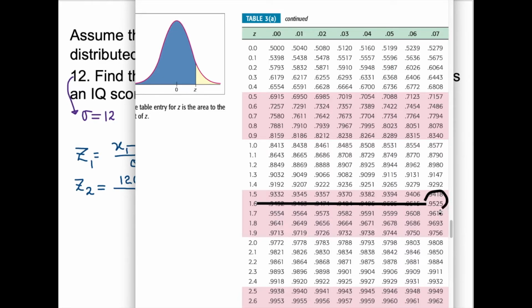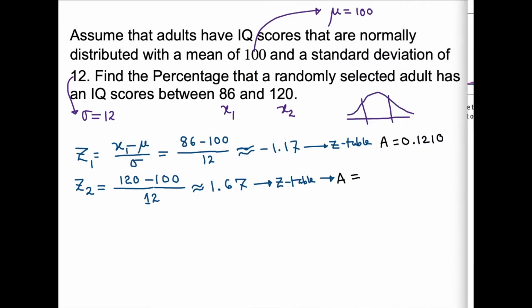The 7 is coming down this column here. In this case it is 0.9525. Again, these are all areas between 0 and 1. So we got this one, 0.9525. Let's see if it makes sense to us.